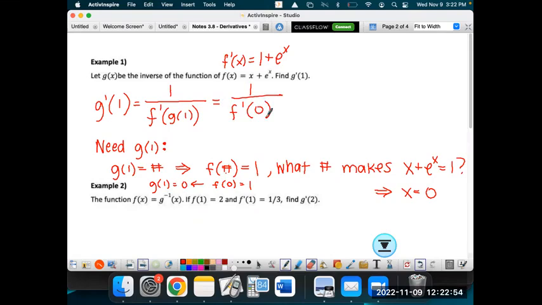So I'm really finding f prime of 0. And since I already found my derivative function, I just need to plug it in. And that means that g prime of 1 equals 1 over 2.